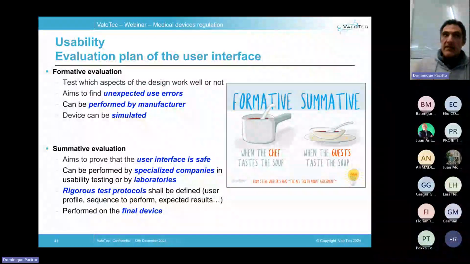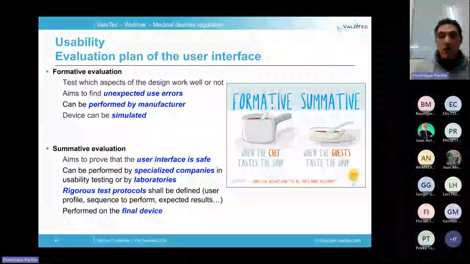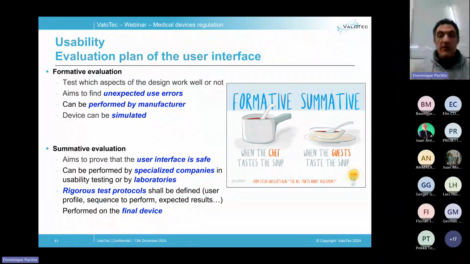Whether the test is formative or summative, the manufacturer has to record the following elements. The goal of the test, the part of the user interface to be tested, the evaluation methods, and if it provides tangible proof, and the test protocol, including the definition of the user, the environment, and a justification that the conditions are sufficiently representative.